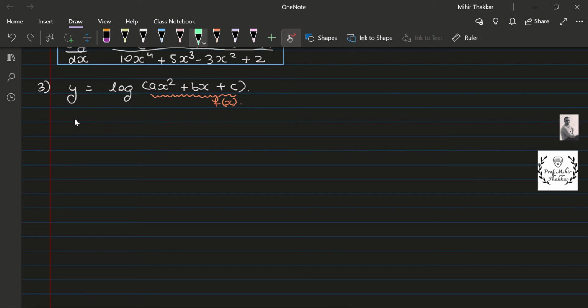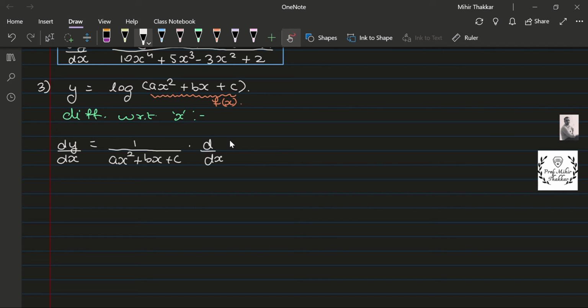So to find the derivative, we will differentiate with respect to x. Derivative of y, dy by dx, and for log fx, as you rightly know the formula, 1 upon fx, which is 1 upon ax square plus bx plus c, multiplied by the derivative of ax square plus bx plus c. Now we leave this 1 upon ax square plus bx plus c as it is.